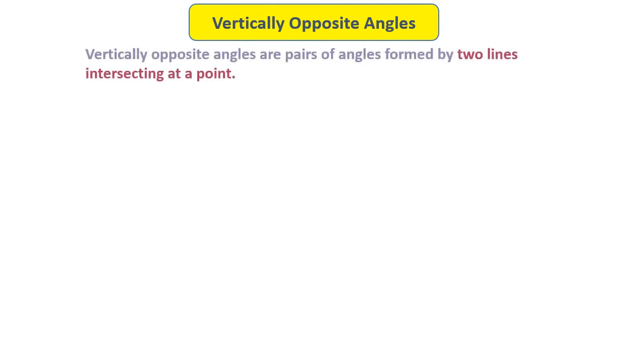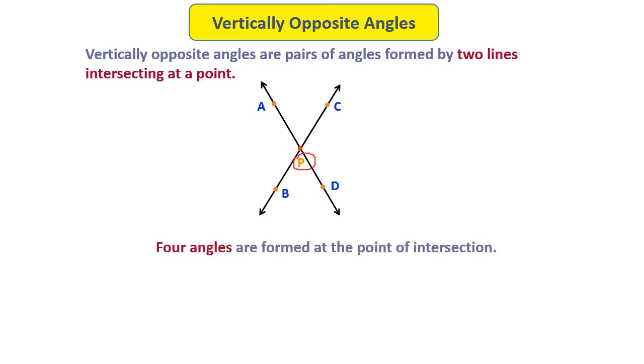What are vertically opposite angles? This will come when two lines are intersecting like this. Two lines, sorry, the lines AD and BC, they are intersecting like this. This is the intersection point, called point of intersection, P. The angles formed at the point of intersection, there are four angles. So opposite angles are called vertically opposite angles.